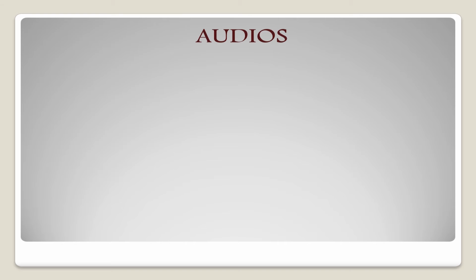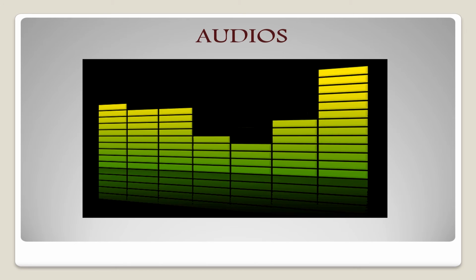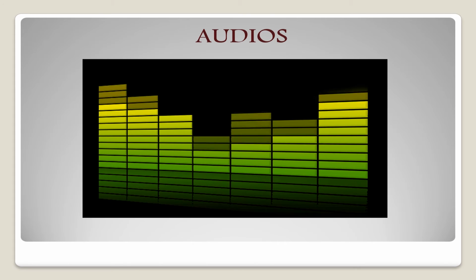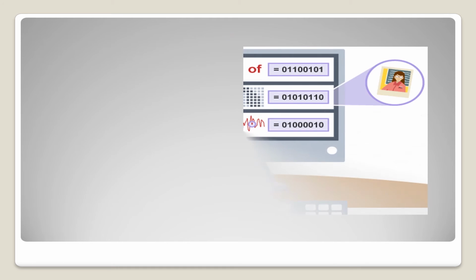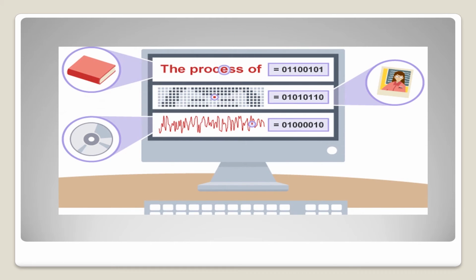Audio. Recording or broadcasting of sound or music is referred to as audio. By nature, audio is different from text, numbers, or images. It is continuous, not discrete. Even when a microphone is used to change voice or music to an electrical signal, it creates a continuous signal, not the discrete signal. Various different kinds of audio formats are available like MP3, WAV, OGG, and many more.